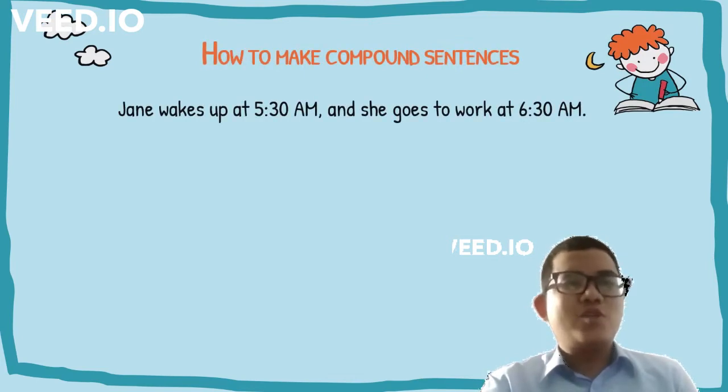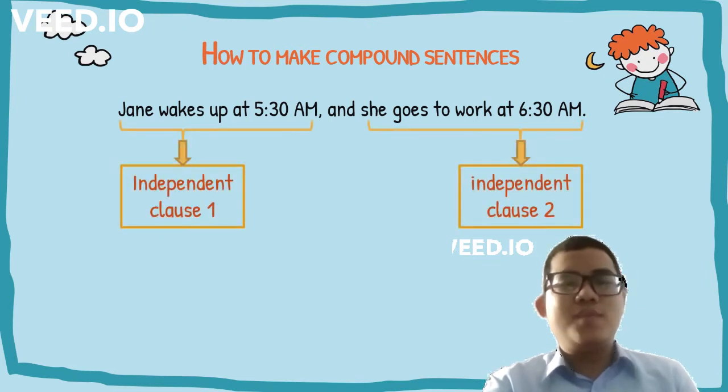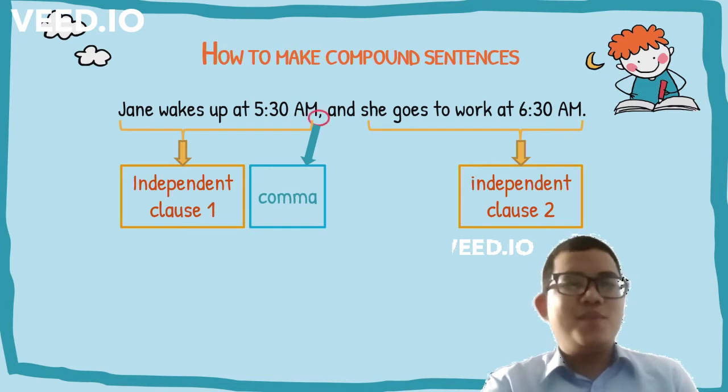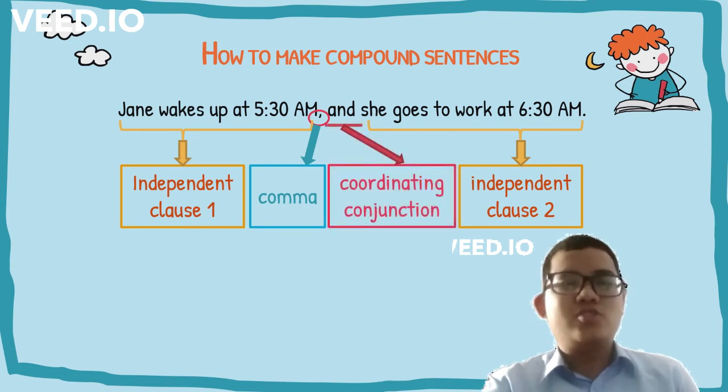Let's build the structure of compound sentences with the example we just had. We learned that we must have at least two independent clauses. We can also see that there must be a comma in the middle. Well, what we have left is the word and. Linguists call it a coordinating conjunction. So now we have the structure for a compound sentence. Remember that we can connect even more independent clauses than just two.